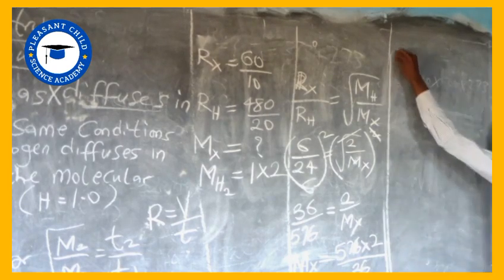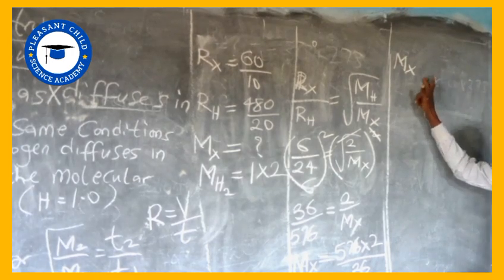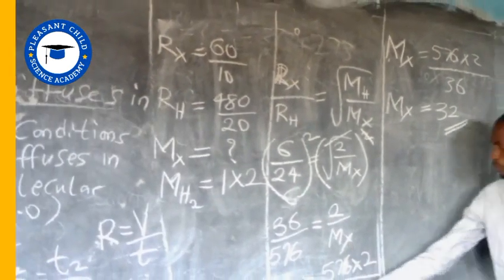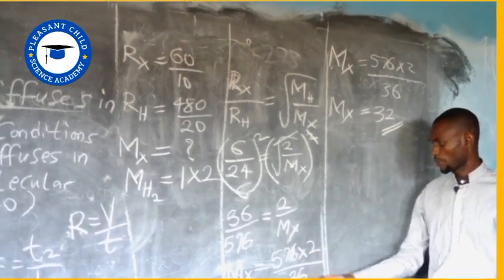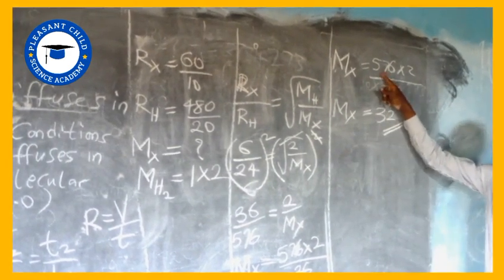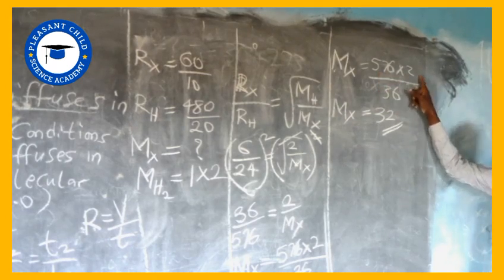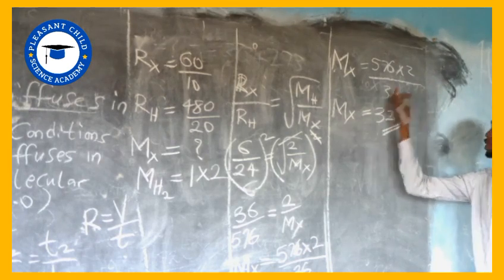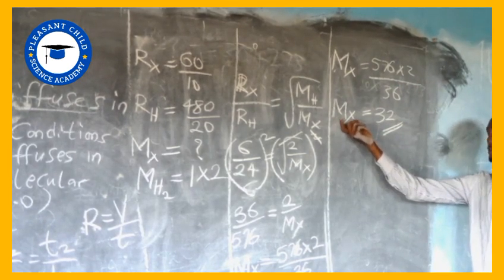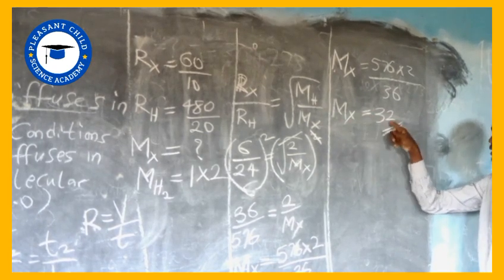So our Mx now, which is the molecular mass of gas X, making Mx the subject of the formula, we have 576 multiplied by 2 divided by 36. So if you press your calculator very well, our final answer, which is the molar mass or molecular weight of gas X, will be 32.